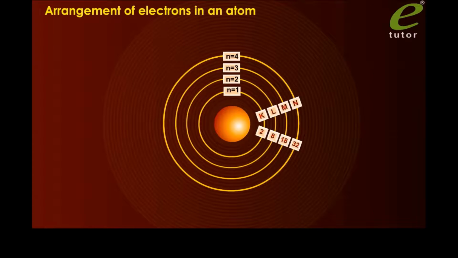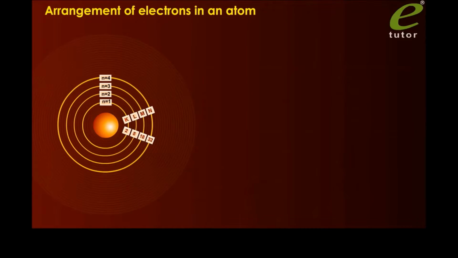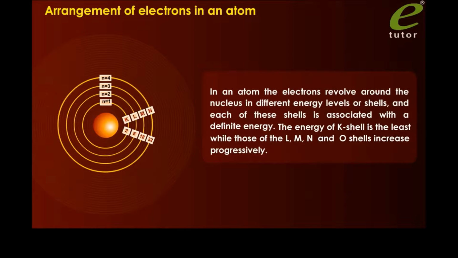Arrangement of electrons in an atom. In an atom, the electrons revolve around the nucleus in different energy levels or shells, and each of these shells is associated with a definite energy. The energy of K shell is the least, while those of the L, M, N and O shells increase progressively.